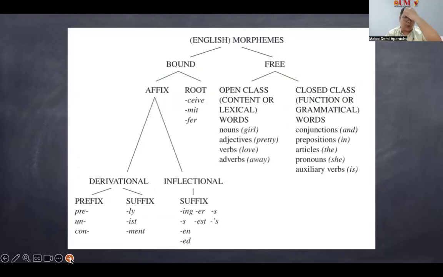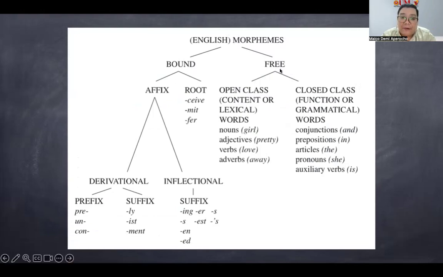So this is more of, I would say, an illustration of morphemes. As you can see, we have the bound and the free morphemes. Under the bound morphemes, you have the affixes, which could be classified either as derivational or inflectional. And then we have the roots here, which are basically the words that cannot stand alone, but etymologically, they are actually words.